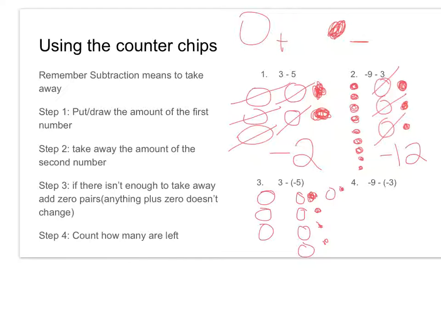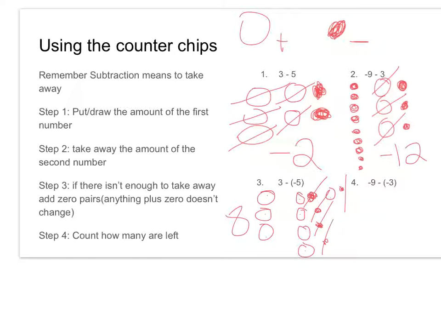Okay, do we have 5 negatives to take away? We do. Now that we added our 0 pairs in. So here's 1, 2, 3, 4, 5. So how many are left over now? Well, they're all positive. 1, 2, 3, 4, 5, 6, 7, 8. So our answer is going to be a +8.